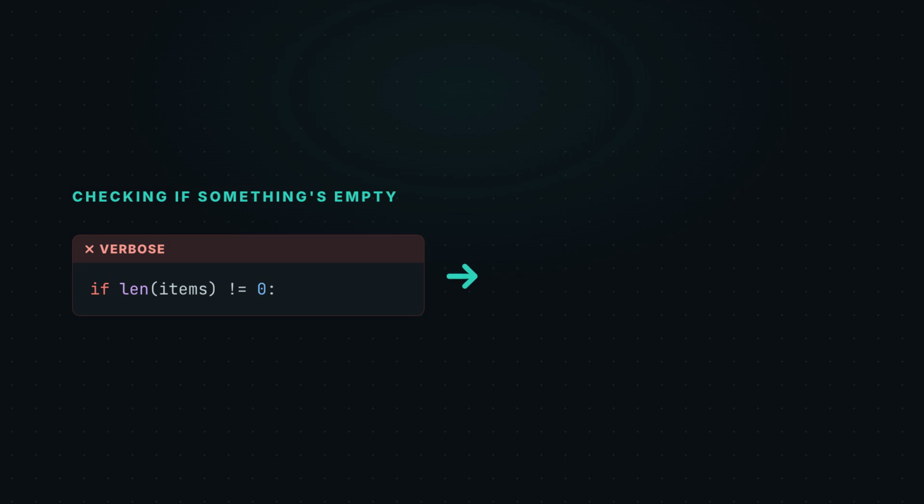Now, truthiness. Say you want to check if a list has anything in it. The long way? Check that its length is not 0. It works. But an empty list is already, quote, falsy. So you can just say, if items, cleaner, and it's what the pros write.